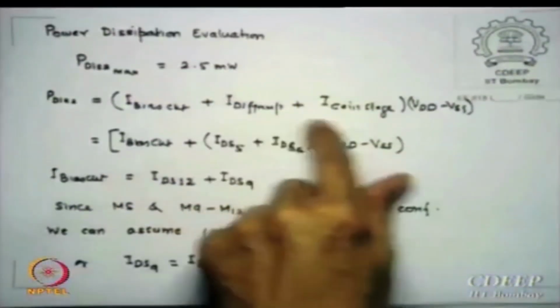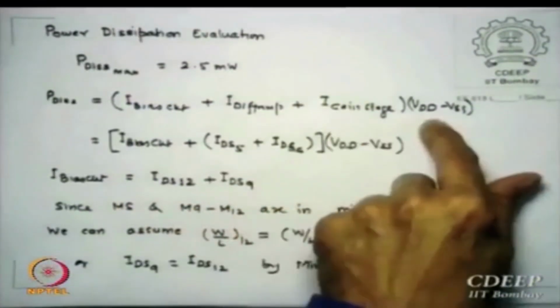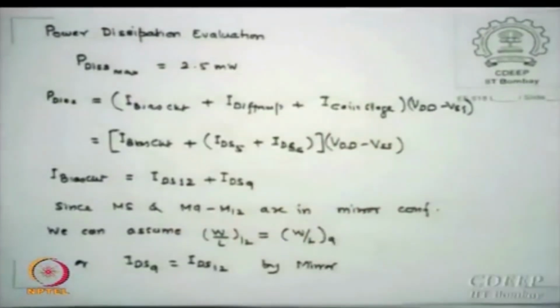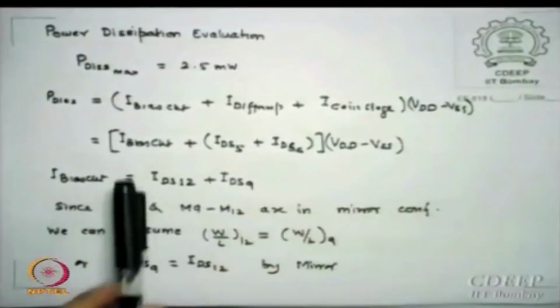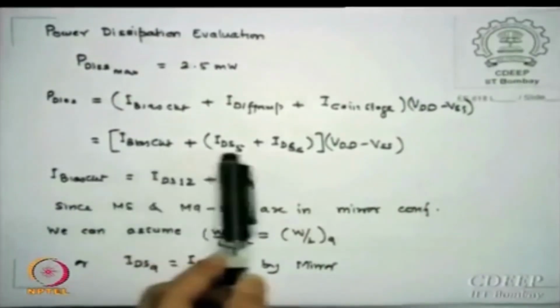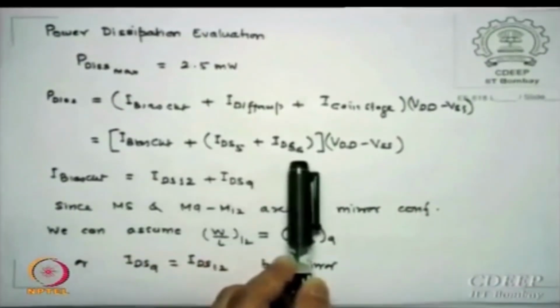So I said okay, I bias circuit plus I diff amp plus I gain stage into VDD minus VSS, because the swing is full rail to rail, so 5 volt. So I find out I bias circuit IDS5 plus IDS6 into VDD minus VSS.